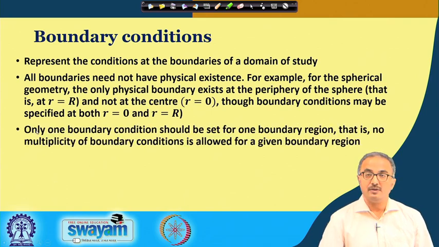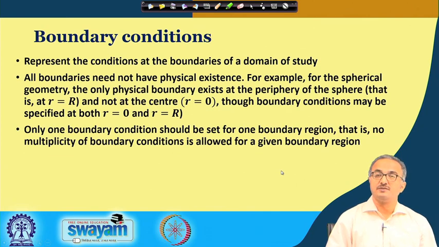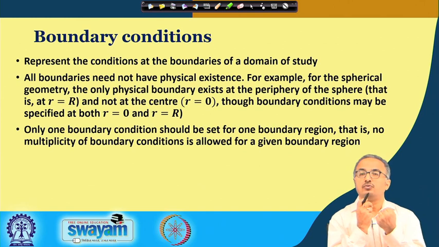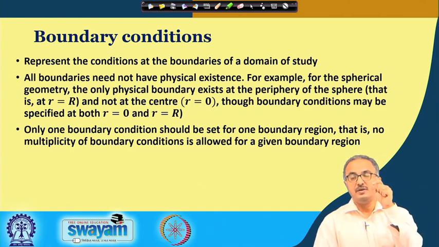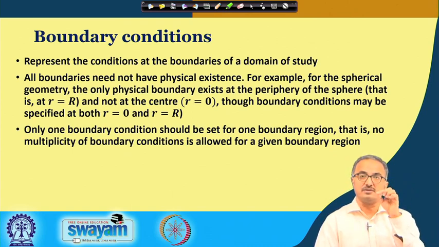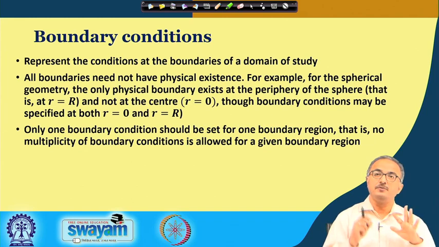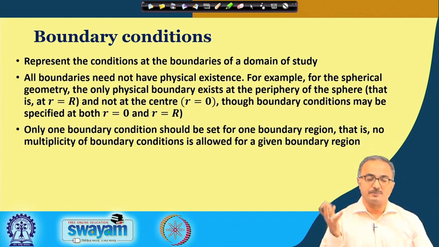Now, only one boundary condition should be set for one boundary region. There should not be multiple boundary conditions for the same domain, otherwise there could be a clash, because at a given particular location we have only one condition; it cannot have multiple conditions at one location. For example, suppose you are putting a pan with some kind of, say, water or milk on the oven.